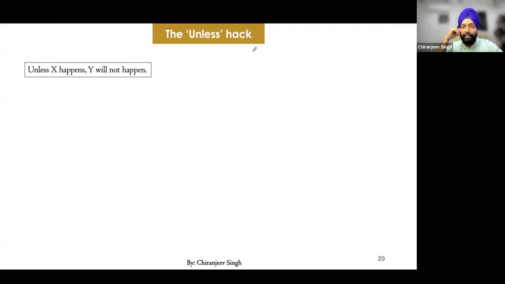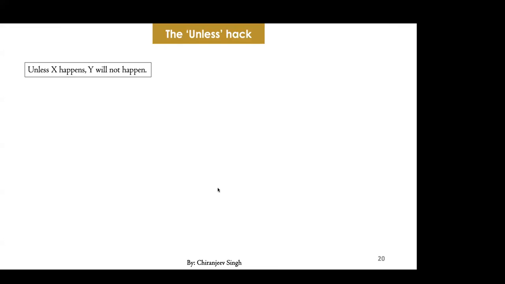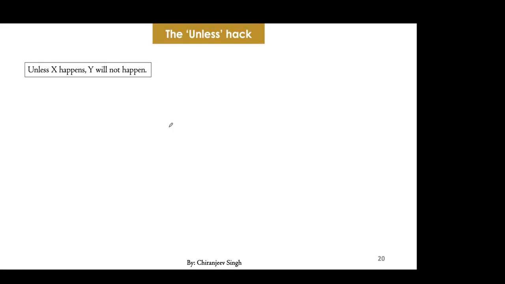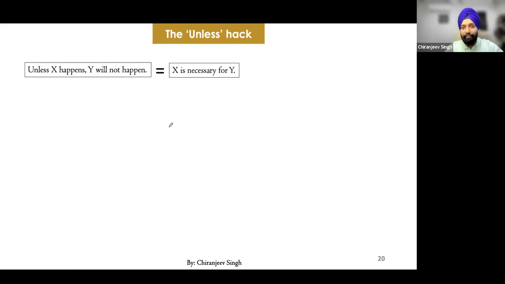So unless X happens, let's talk about this statement. Unless X happens, Y will not happen. What is the meaning of this statement? Anybody? If X doesn't happen, then Y will not happen. Yes, right? So X is necessary for Y. Or as you said, if X doesn't happen then Y will not happen.